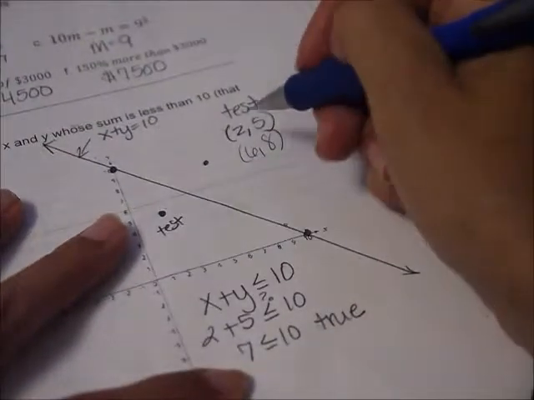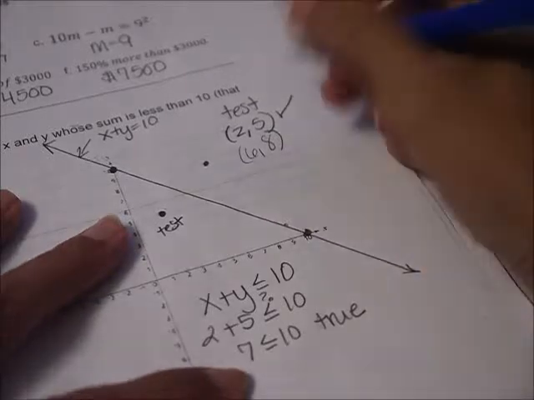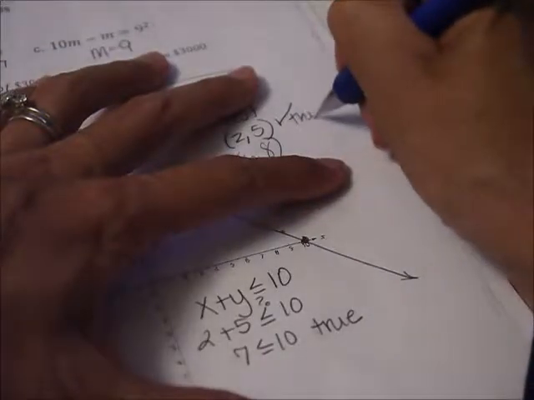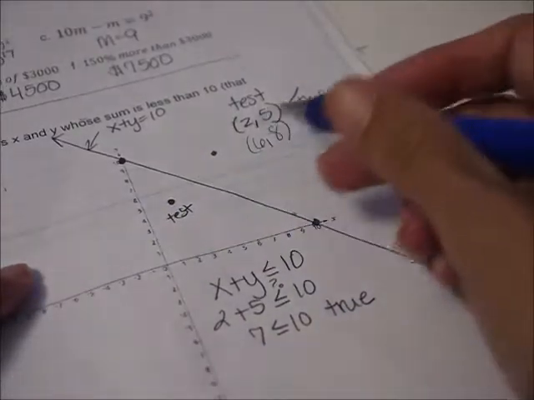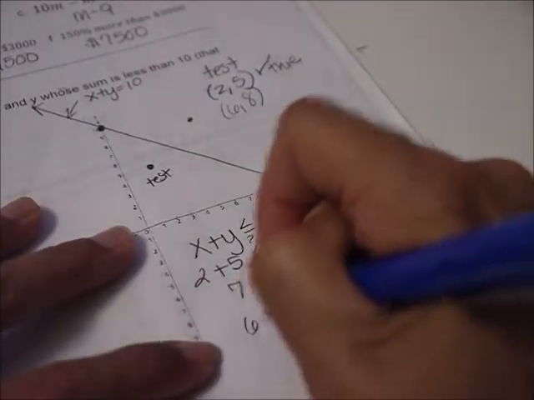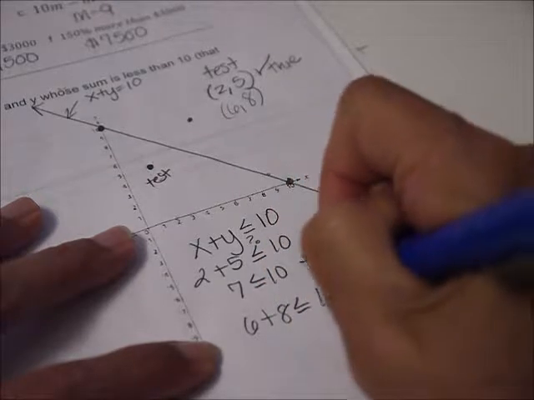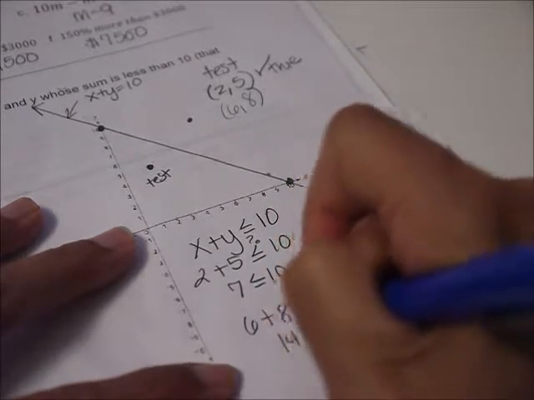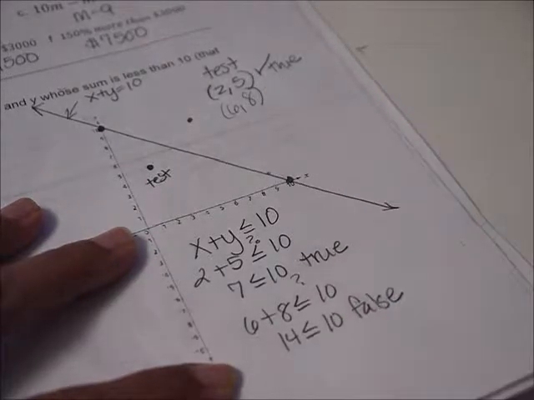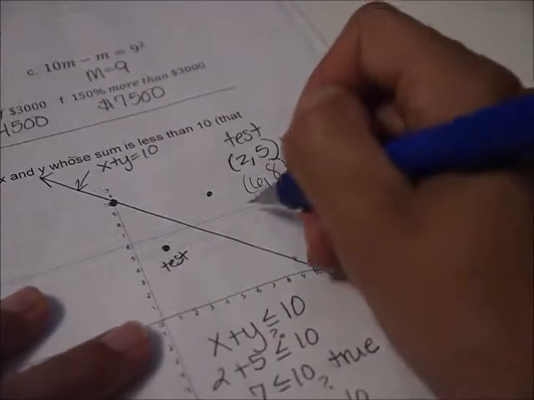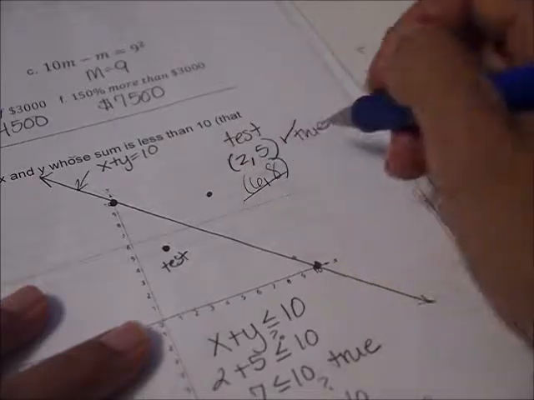Okay, so what we just checked was that is true, right? So that means that we're going to shade below the line. Now let's check what if we had picked 6, 8. That would have been 6 plus 8. Is that less than 10? That would be 14, less than or equal to 10. False, it's not. Okay, so that one did not work. So that is not part of the graph.